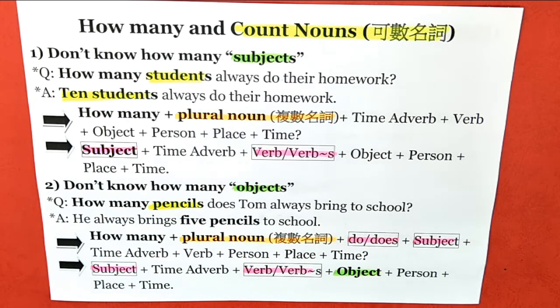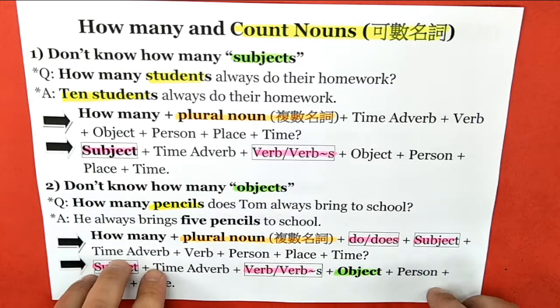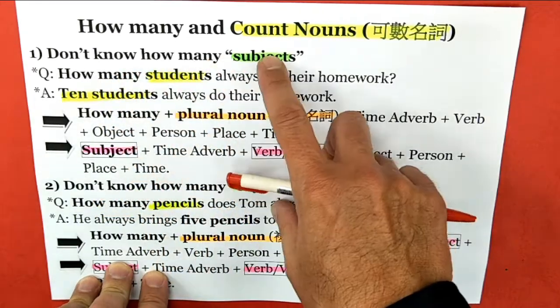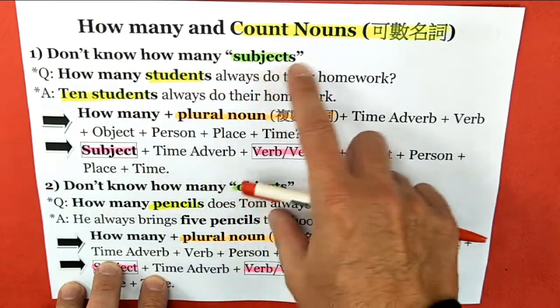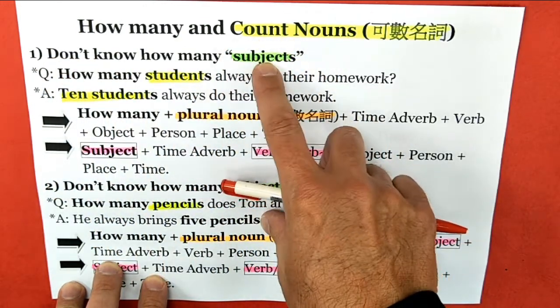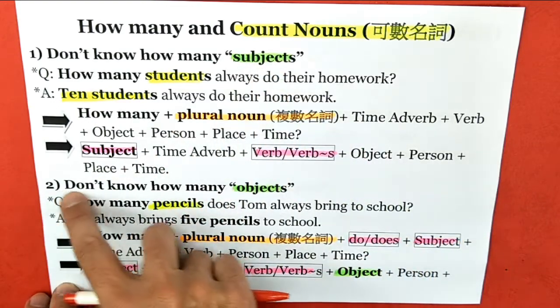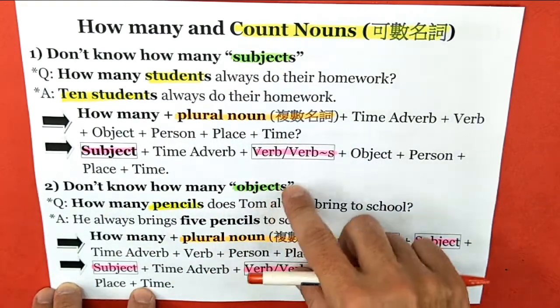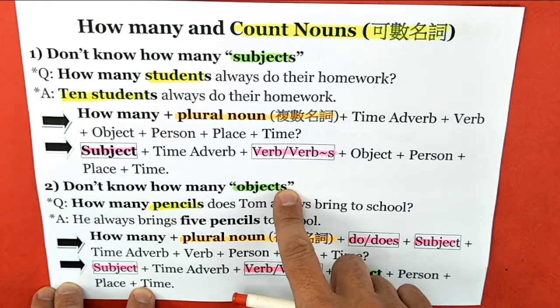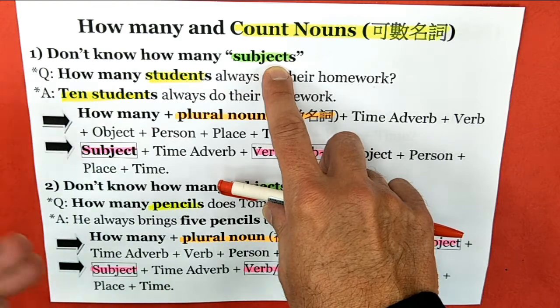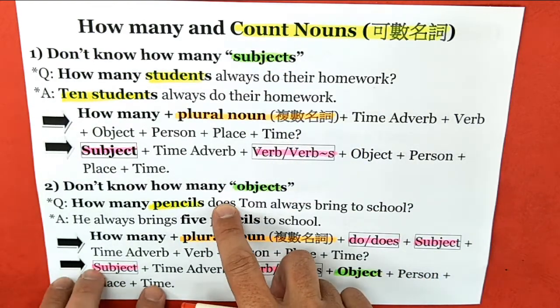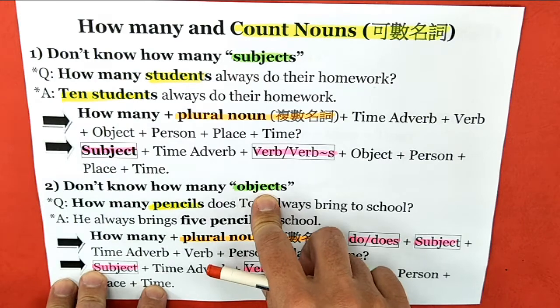So when we have a count noun, we ask the question, how many? All right, there are 2 kinds of sentences that we use with how many. The first sentence, we don't know how many of the subjects there are. The second sentence, we don't know how many of the objects there are. So in the first sentence, how many subjects are there? The second sentence, how many objects are there?